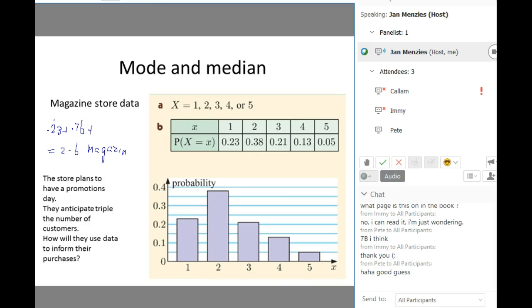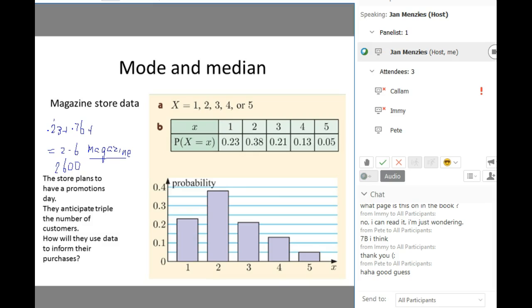Now, if you're buying thousands of magazines, it does not matter that you've got a decimal in this answer. Can you see that? So if you've got 1,000 customers, you'd multiply that by 1,000 and you'd say that every week you would on average need 2,600 magazines. And if you're going to triple the customer base on your promotion day, then you're going to have to multiply that by 3. So that's partly just to help you understand how the statistics can be predictive.